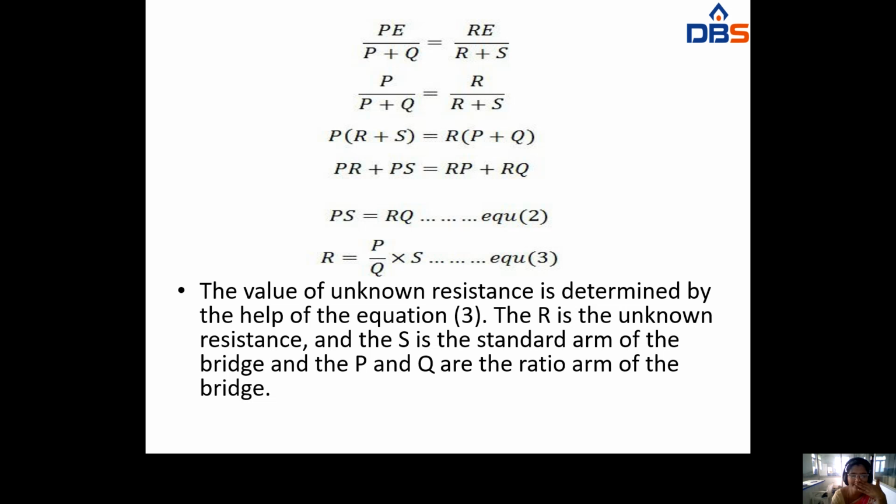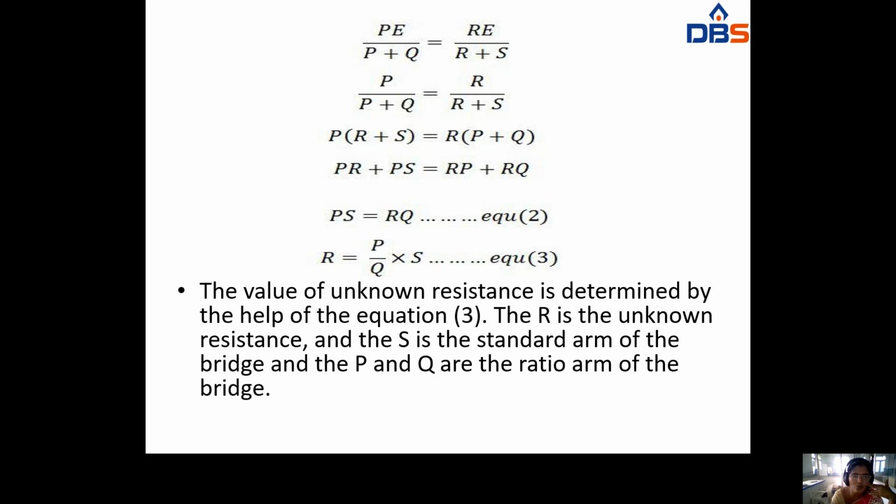So you have to substitute in the place of I1, E by P plus Q, and in the place of I2, E by R plus S. So at that time, E will get cancelled, and you have P by P plus Q is equal to R by R plus S. So at that time here you have to cross multiply.